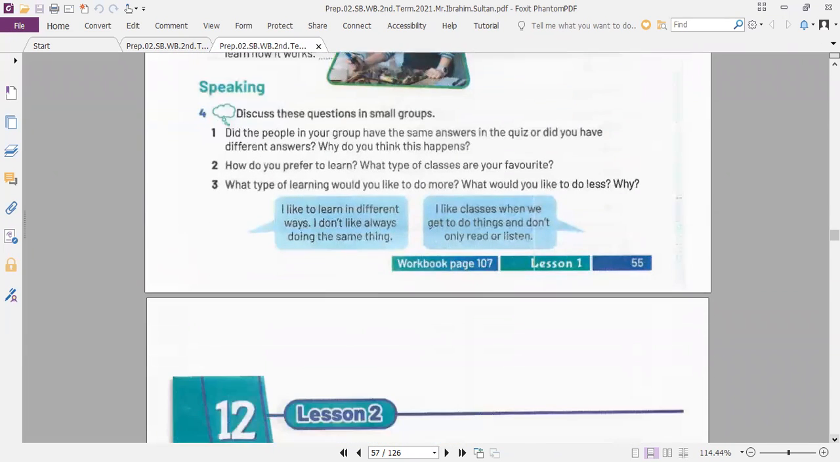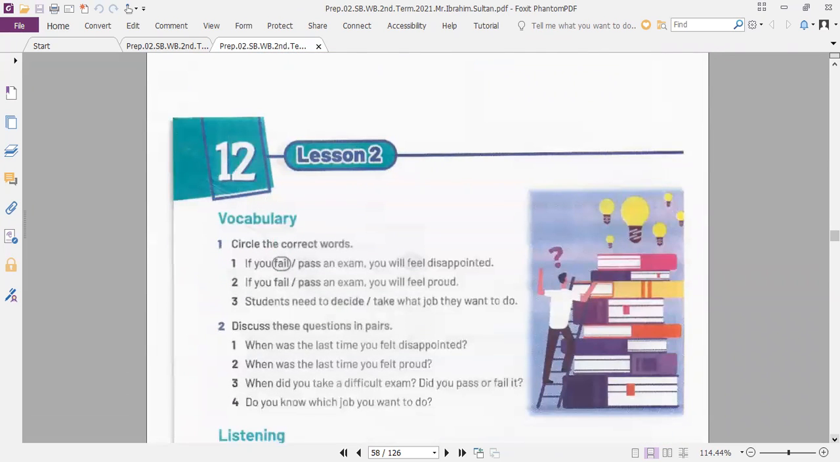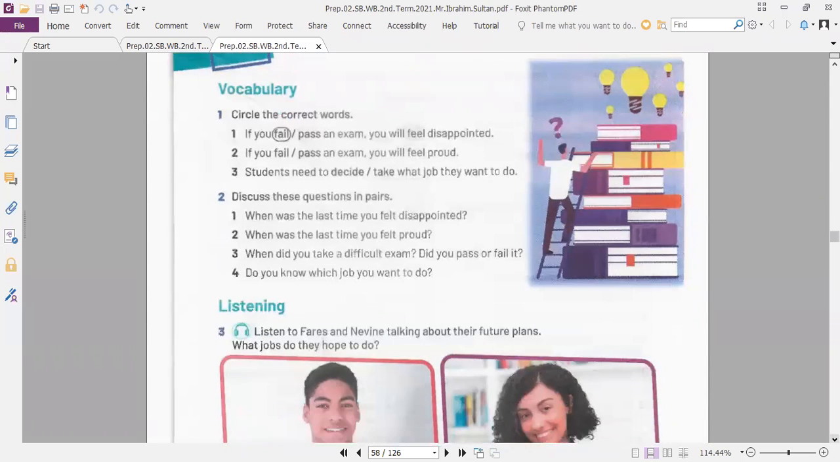And we have page 56. Exercise number 1. Circle the correct word. If you fail an exam, you will feel disappointed. Number 2. If you fail or pass an exam, you will feel proud. Pass. Very good. Number 3, students need to decide or take what job they want to do. Decide. Very good.